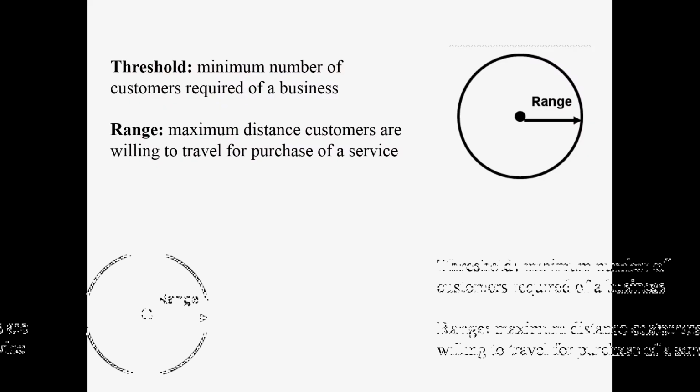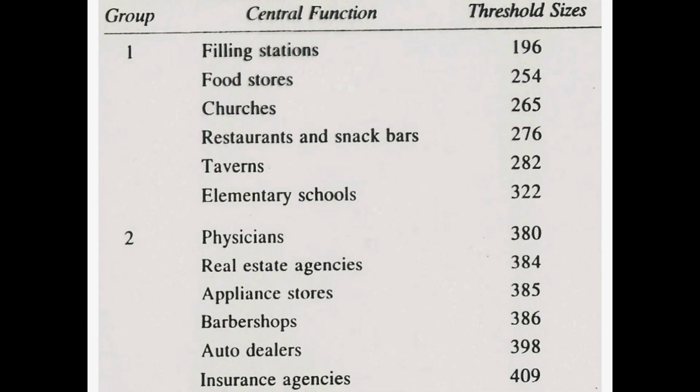Let's first look at some geographers who actually went out to do some surveys to calculate the average threshold size for different businesses, and these are some examples here. A filling station, just a very small gas station, needs a minimum of 196 customers to survive. This is an investigation that was done in the 1960s. Things must have changed today, but here we just give you some examples so that you can understand the notion of threshold.